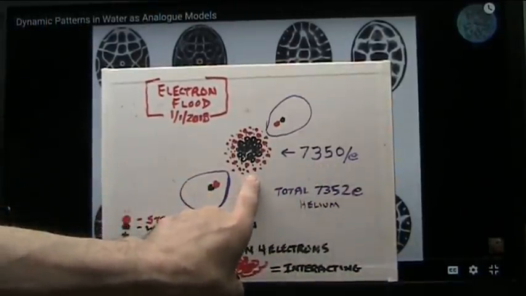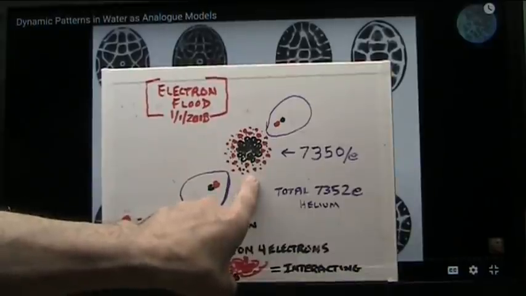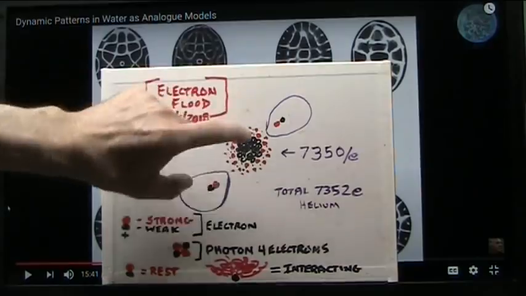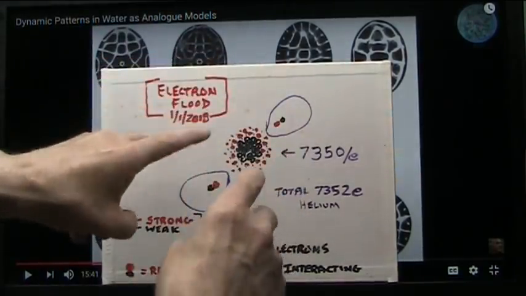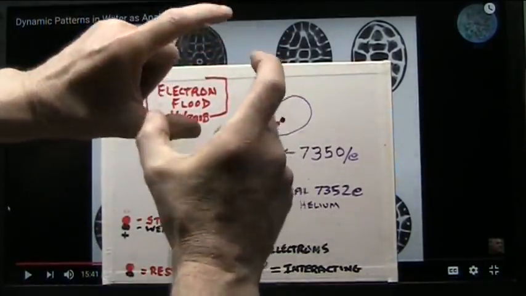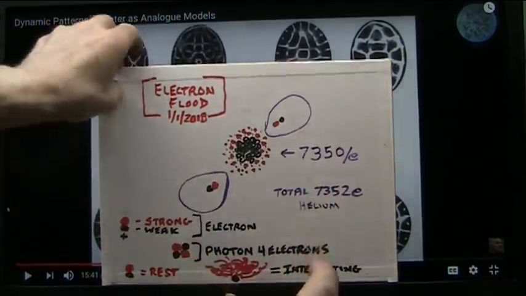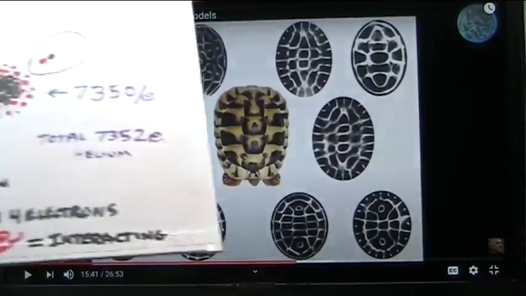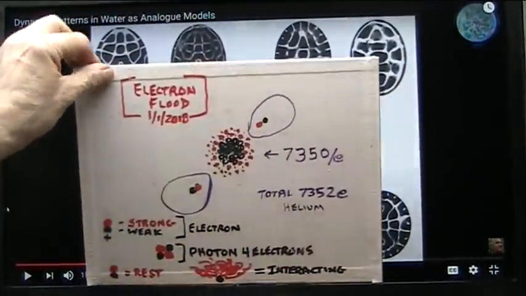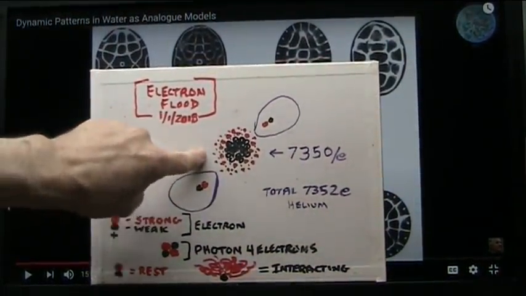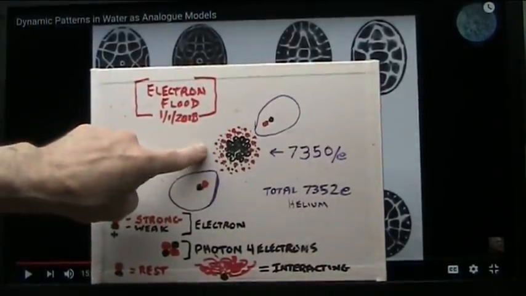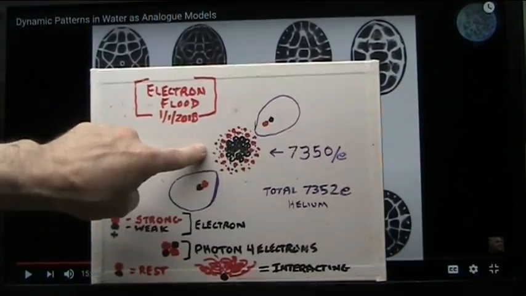7,350 electrons in the core. And then 2 more electrons out here that want to get in, but the core says, no, we're already saturated at this exact frequency. And I'm going to show you these frequencies, because these frequencies correspond to these patterns. It becomes very simple when you understand that the nucleus of every atom that exists, of everything there is, is electrons. There is nothing but electrons.